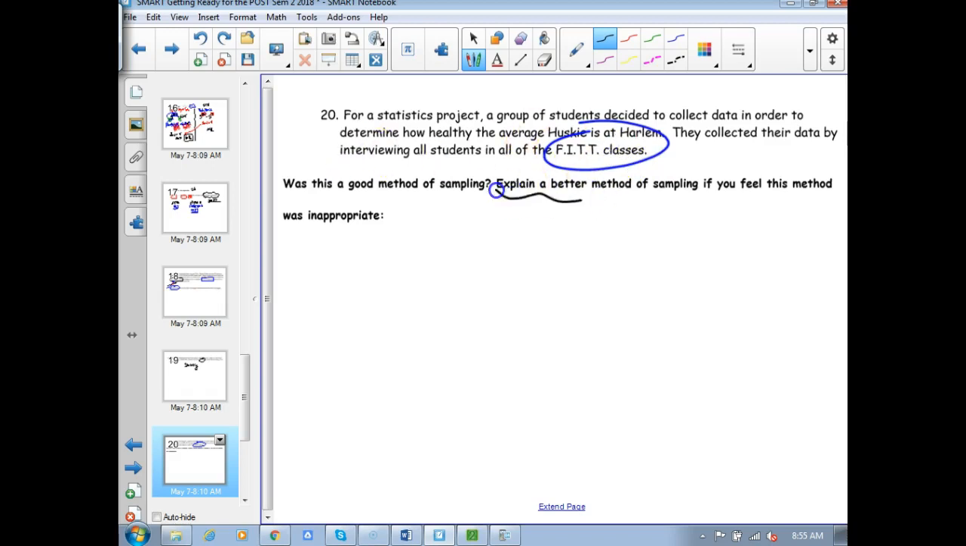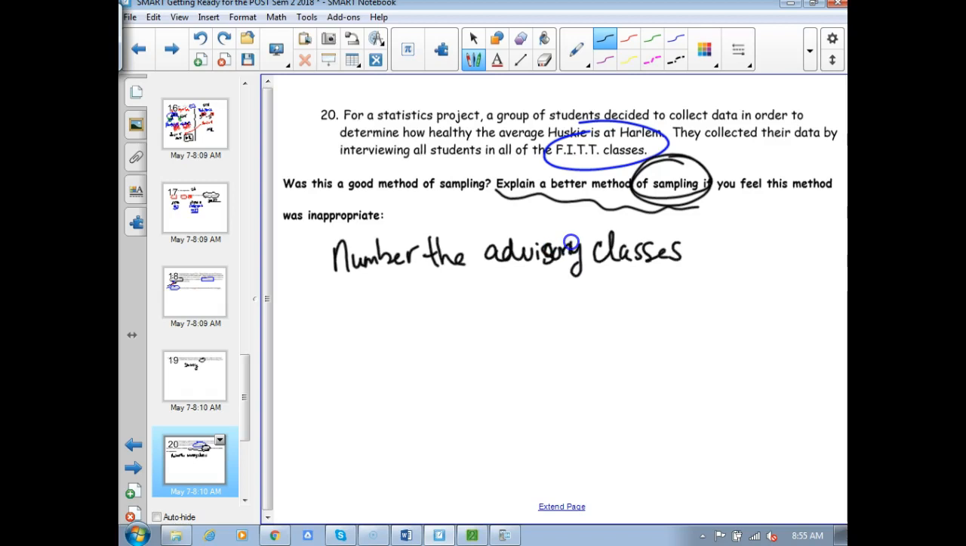So your job is to explain a better method of sampling. What I want to see is what I have normally seen from you guys, an explanation of how you're going to use advisories, but remember it has to be a sample. You can't say I'm going to interview everybody. So as an example, many of you have said that you're going to number the advisory classes. I don't know how many there are, but we'll say 40. I'm making that number up, I think. 1 to 40.